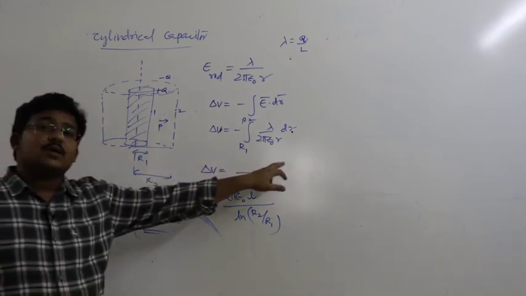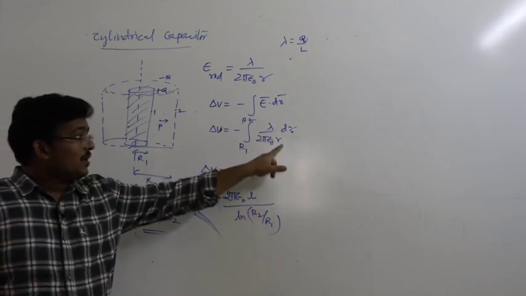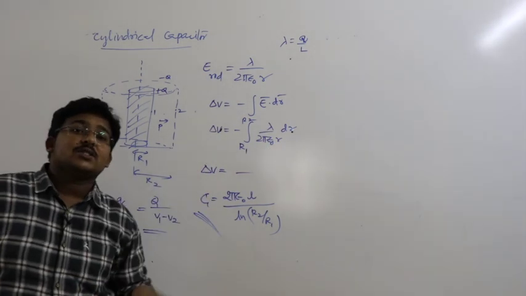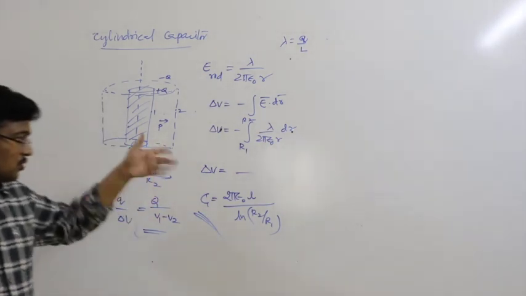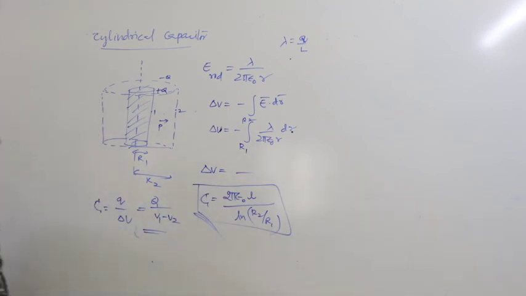Do this as homework, how to find the integration, you know already. Everything is constant except R, so 1 by R, and the integration of 1 by R is ln. So follow the method and you will get the answer. So this is it for cylindrical capacitors.